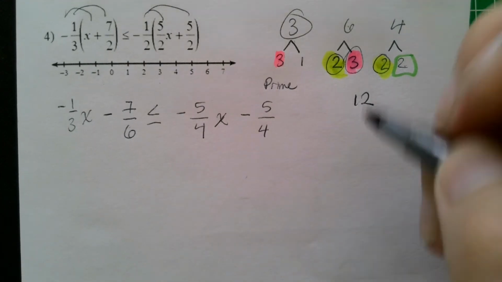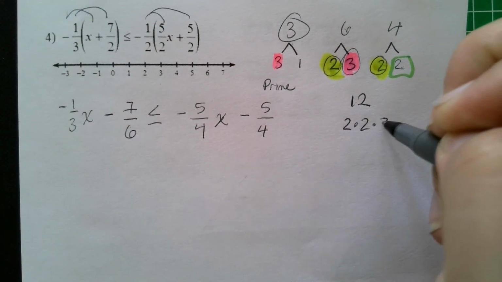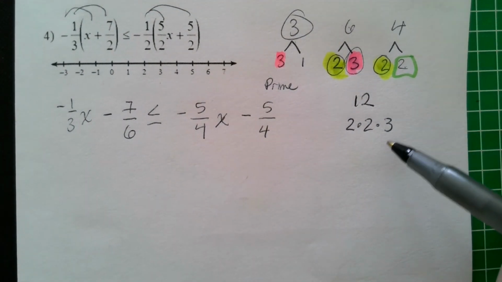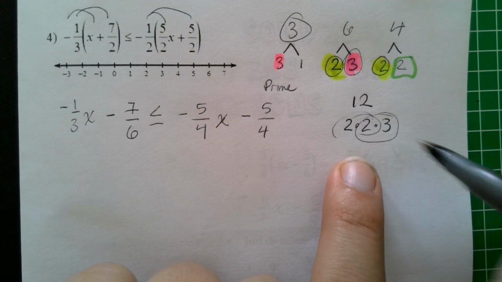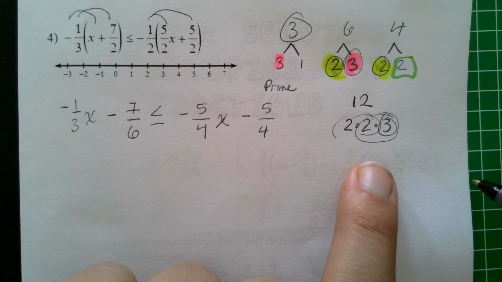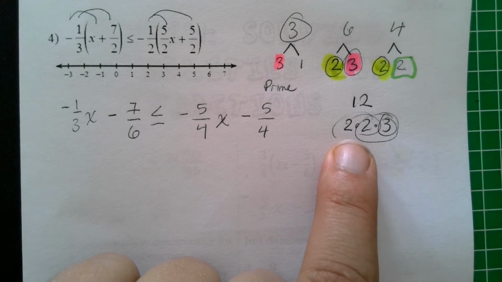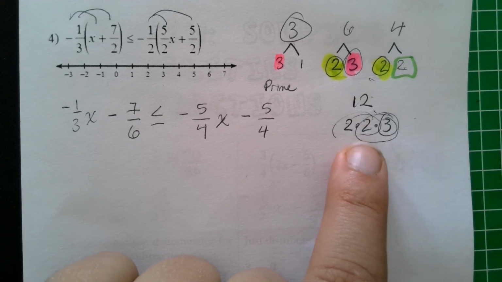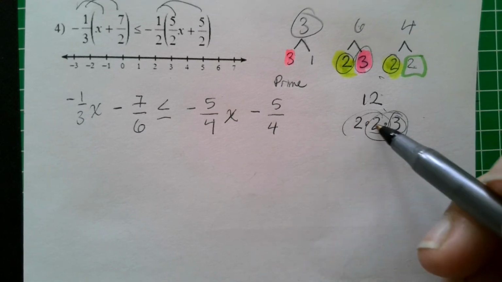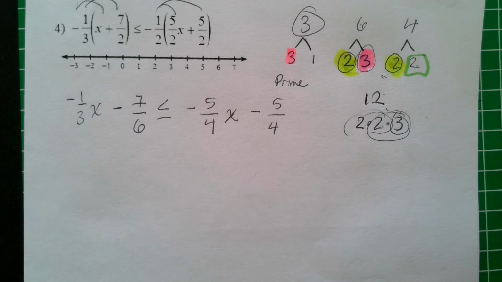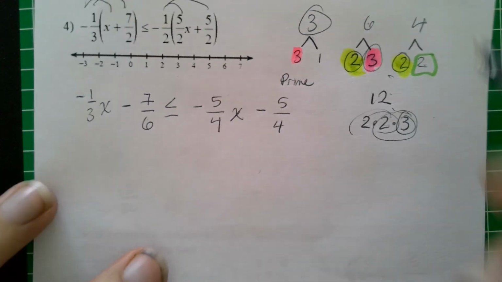So if I had 2 times 2 times 3, I would be able to make a 4 here, a 6 here, and a 3 there. See how I used every number and there are no extras? What's 2 times 2? 4. What's 4 times 3? 12. That's how I got 12. That's why there's 2 2's. Okay? So I'm going to multiply every single thing by 12.